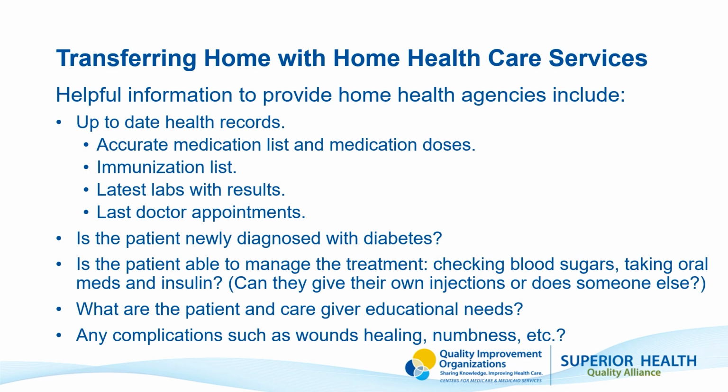And can the patient manage their disease? Are they able to check their blood sugars and take their medications, or give insulin injections? Assess whether they can do these tasks. What are the patient and caregiver educational needs? Lastly, consider any complications they may have, such as wounds, healing issues, numbness, muscle weakness, or imbalance. All of these types of complications are important to note.